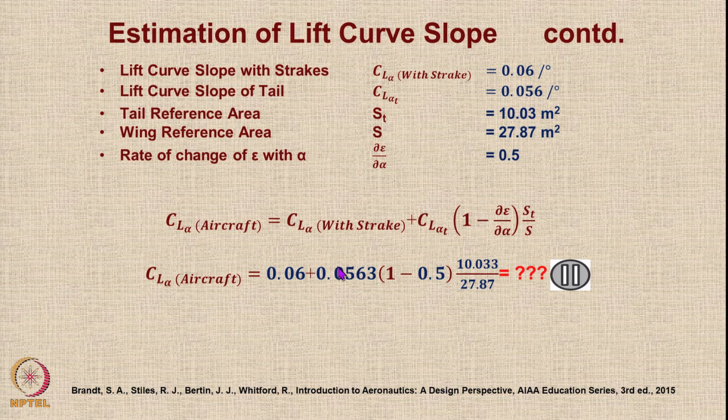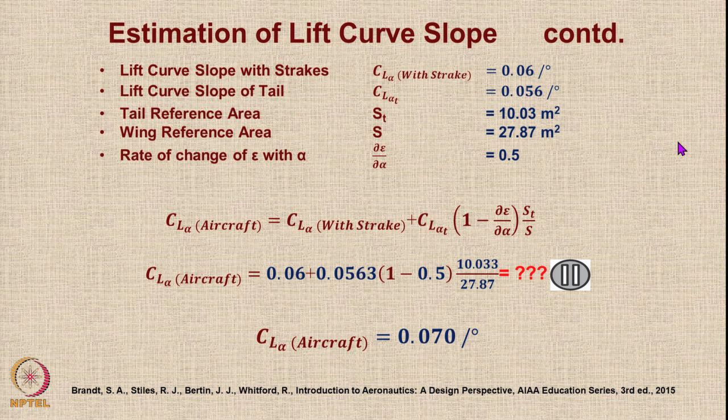0.06, remember, was the value of lift curve slope with strakes, and 0.0563 was the lift curve slope of the tail. So, pause at this stage and calculate this value. We see that the CL alpha of the aircraft is 0.070. So, in other words, contributions to CL alpha have been taken from the tail, from the strakes, and from the wing. The net value is 0.070 per degree.